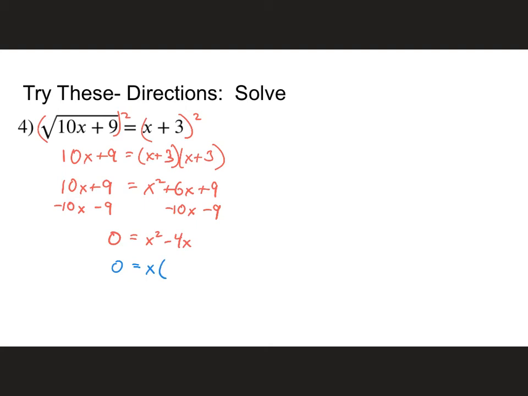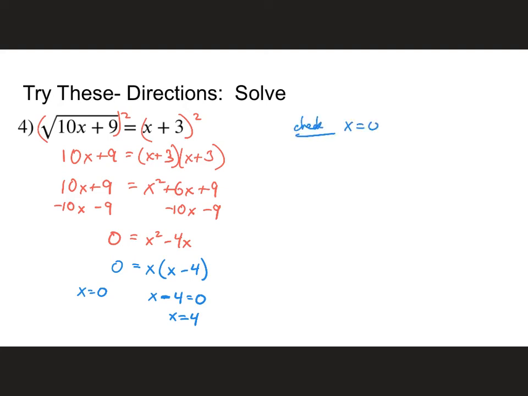So I'm going to just factor out the GCF of x. That gives me x times (x minus 4) on the right-hand side. I'll set each factor equal to 0, solve them individually, and that gives me 0 and 4 as my possible answers. I'll check them real quick. So let's go over here and check.